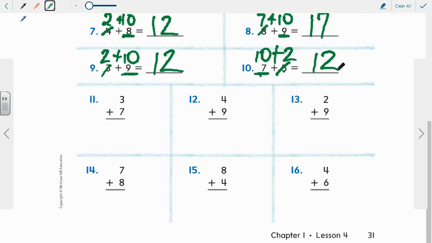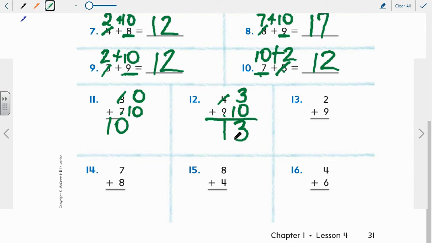All right, for number 11, 7 is my larger add-in, and I need 3 to make that into a 10. Well, if my top number is 3, then that's going to be a 0 because I borrowed all of them. So what's 0 plus 10? It is 10. For number 12, my larger add-in is going to be my 9, which means I need 1 more to turn it into that 10. So when I take 1 away from my 4, I'm left with 3, which leaves me with 13.